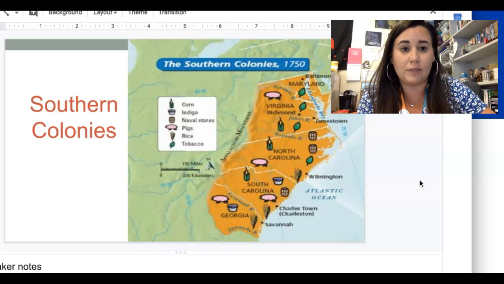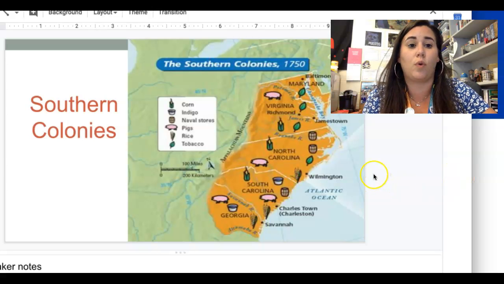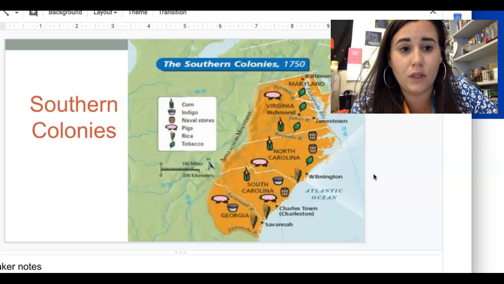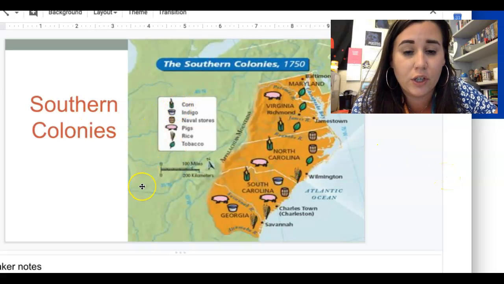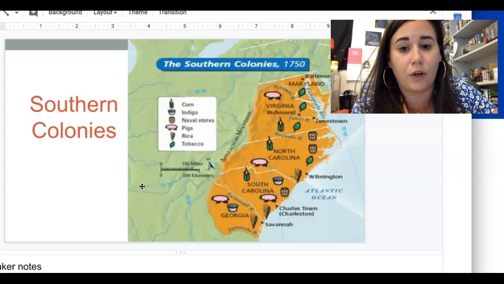So the southern colonies, this map is pretty interesting. It shows where the concentrations of agricultural products are. We have our little key over here, so we can see that in North Carolina we were growing corn. Naval stores refer to both tar and timber used to build naval ships, pigs, rice, and tobacco. So the only thing we're missing here in North Carolina is indigo, which was grown in Georgia and South Carolina.